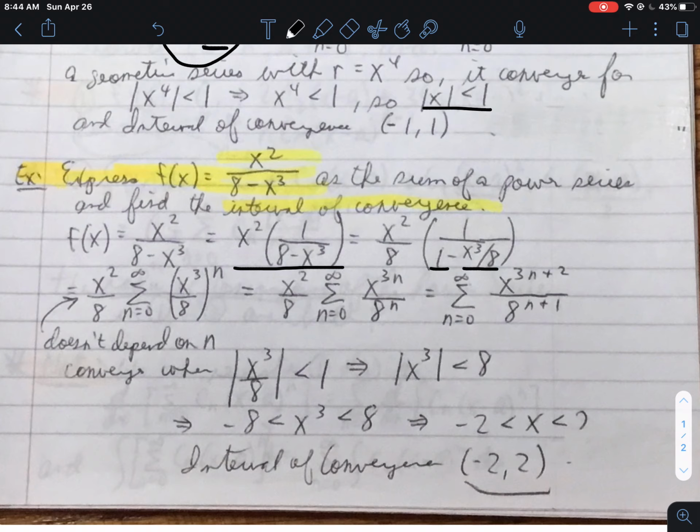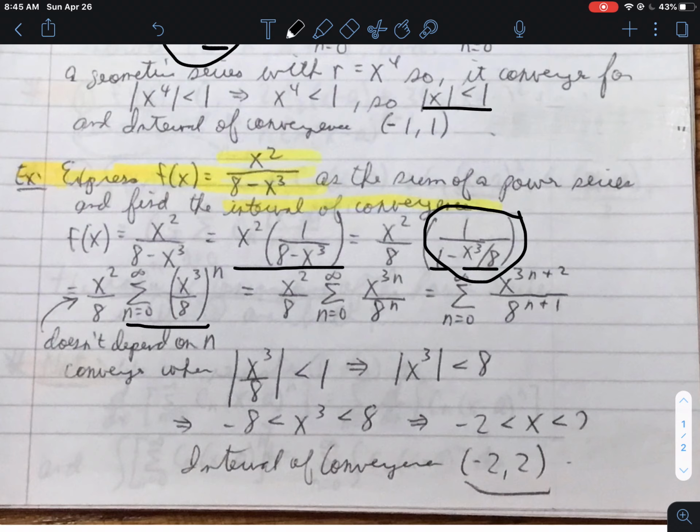So I've got x squared over 8 times 1 over 1 minus x cubed over 8. So this is what we want in terms of our function f of x. That's going to be our power series with r equal to x cubed over 8. Now notice the x squared over 8, that doesn't depend upon n.